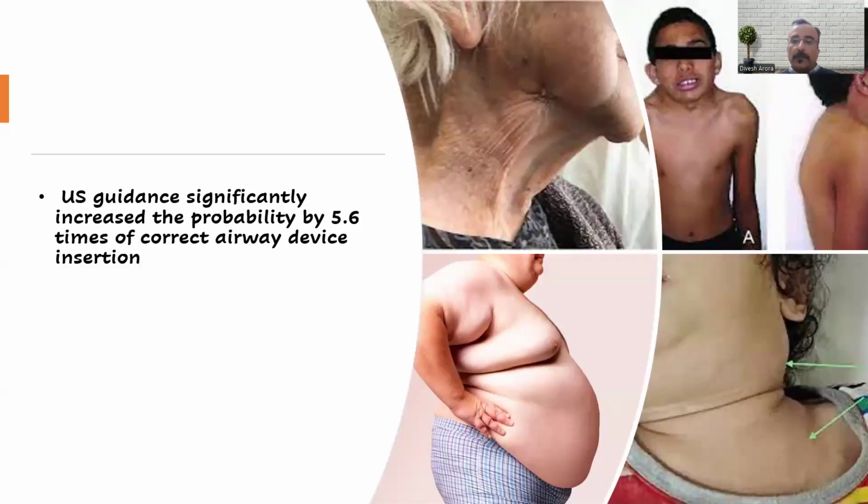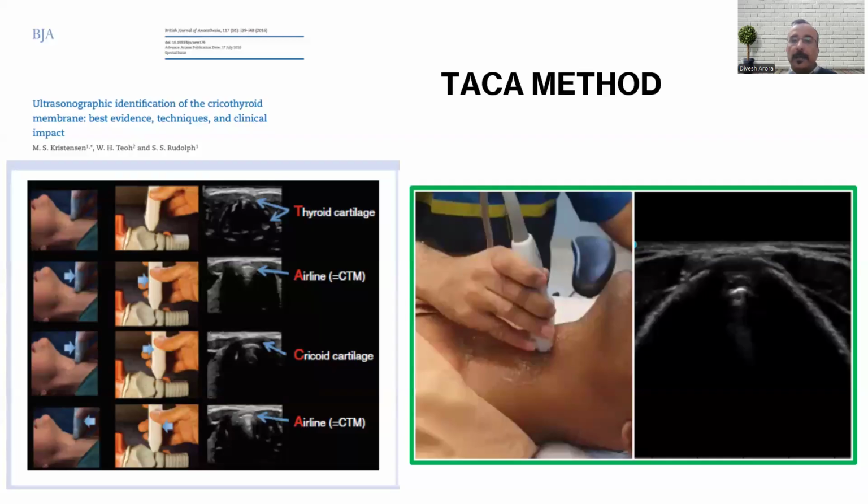So it has been observed in various studies that ultrasound increases the probability by almost 5 times for the correct identification of required cartilage in difficult airway scenarios. So let's understand the TACA method to identify this membrane. The TACA method was advocated and published in the British Journal of Anesthesia in 2016 by Christensen and colleagues.